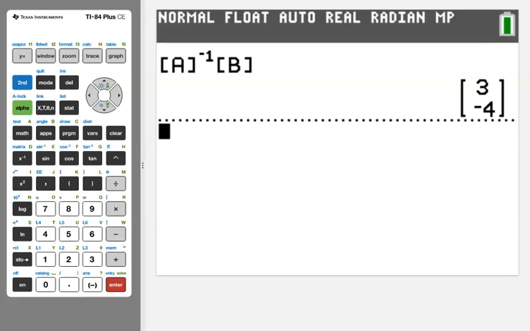In example 1, you're given a system of equations, 2x plus 5y equals negative 14, and x minus 3y equals 15. And we are going to write a matrix equation for that system. In your handout, there is a matrix equation written for you. And so step 1 for me is to clear the memory.